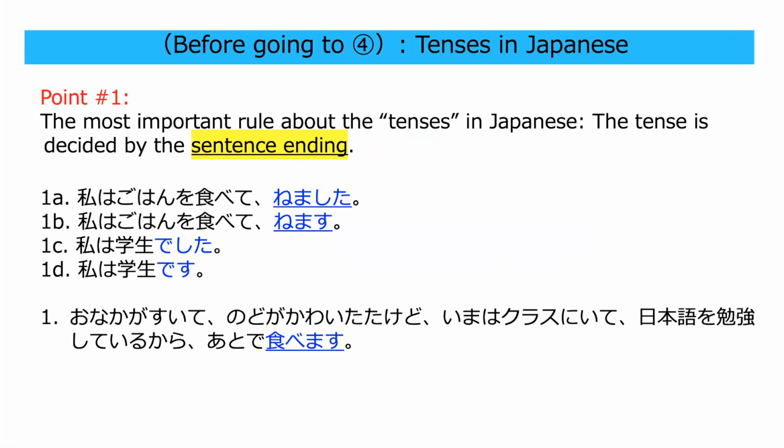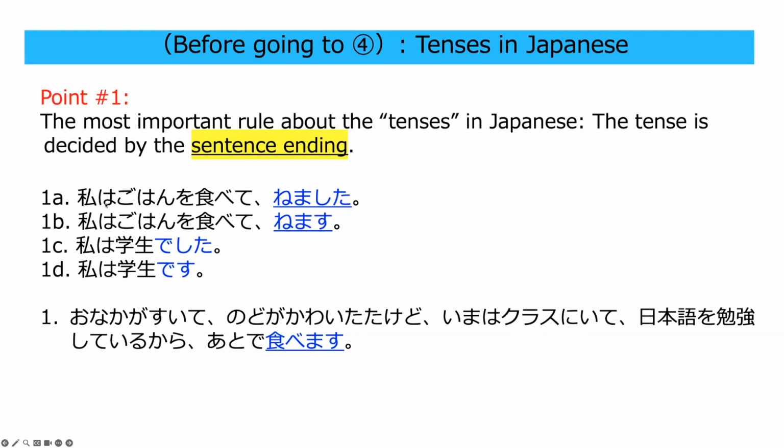However, before going to number 4, actually, I want to make sure of the very basic principle in Japanese grammar. Okay? Point number 1. This is about the most important rule about the tenses in Japanese, which is that the tense is always defined by the sentence ending. So take a look at the example here. 1a. 私はご飯を食べて寝ました。Probably, this is nothing difficult, right? This is a past tense because the sentence ending defines the past.